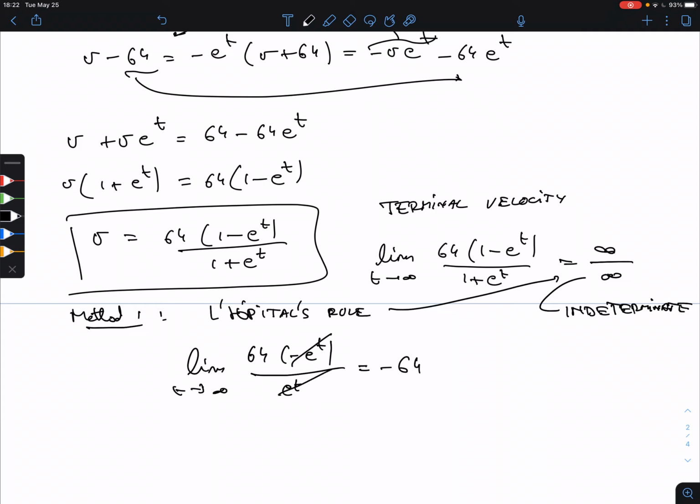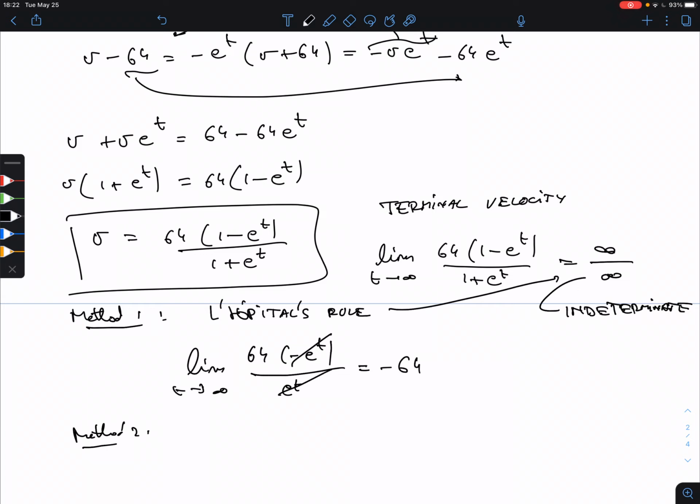Okay, these two cancel. So that means that after infinite time, it would fall down at the speed of minus 64, whatever our units are, feet per second, I guess. But although we'll never reach actually that velocity, very soon we will get close to this velocity. Even if we're talking t equals 3 or something, I think we are very close already to what the velocity would be. This is minus 64.